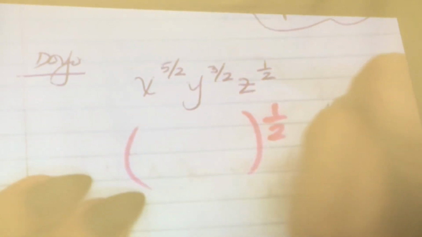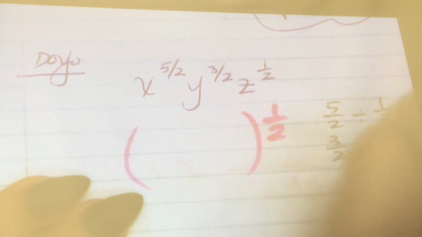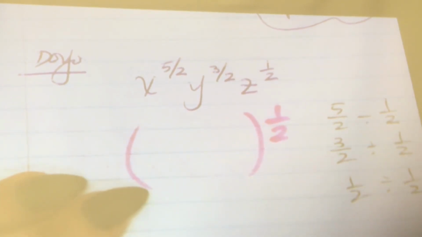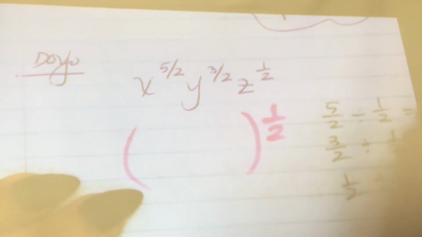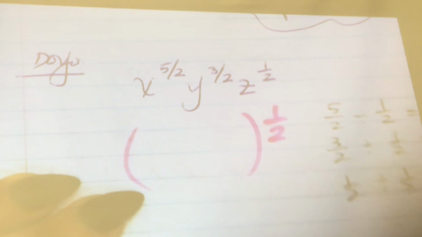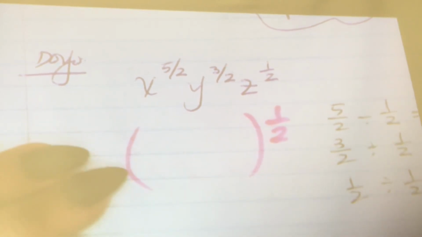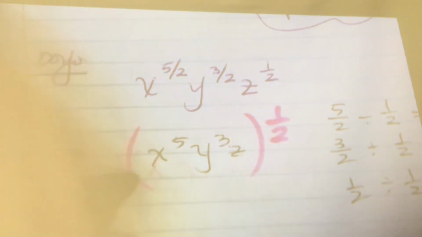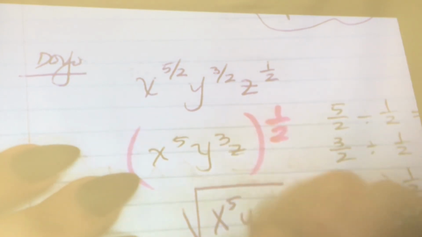So you should have taken 5/2 divided by 1/2. You should have done 3/2 divided by 1/2. And then 1/2 divided by 1/2. This is going to be 5, this is going to be 3, and this is going to be 1. So my final answer here is x to the 5th, y cubed, z. Because of this 1/2, I have the square root of x to the 5th, y cubed, z.